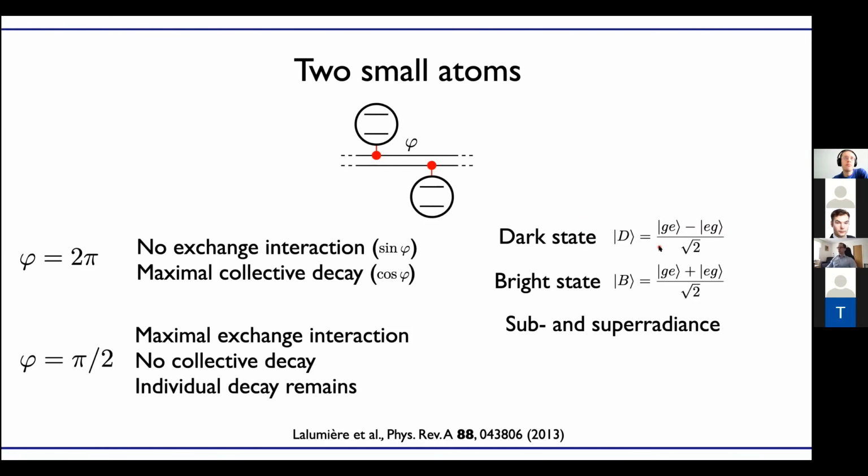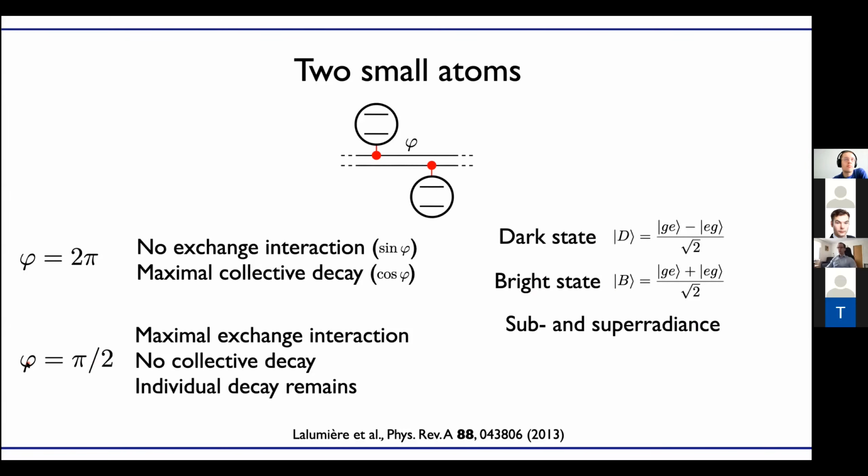So due to destructive interference, this state is dark. That is, it doesn't emit any radiation. The symmetric superposition state, on the other hand, you get constructive interference. So you get emission at an enhanced rate. This is why it's called bright. So the lack of emission from the dark state is called subradiance, and the increased radiation from the bright state is known as superradiance.